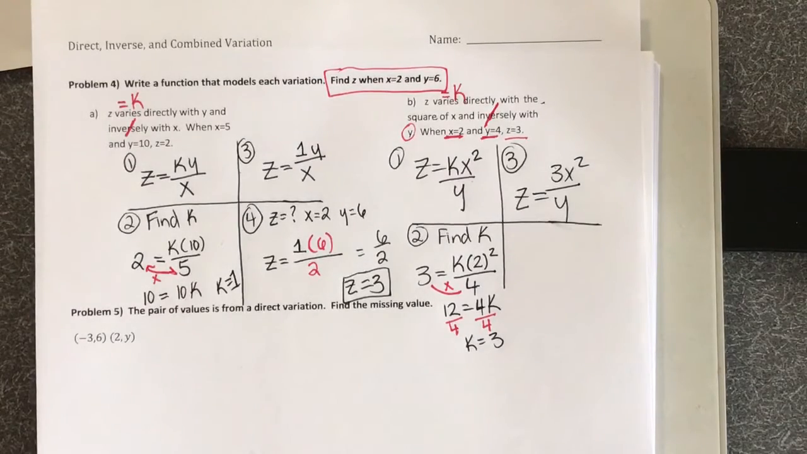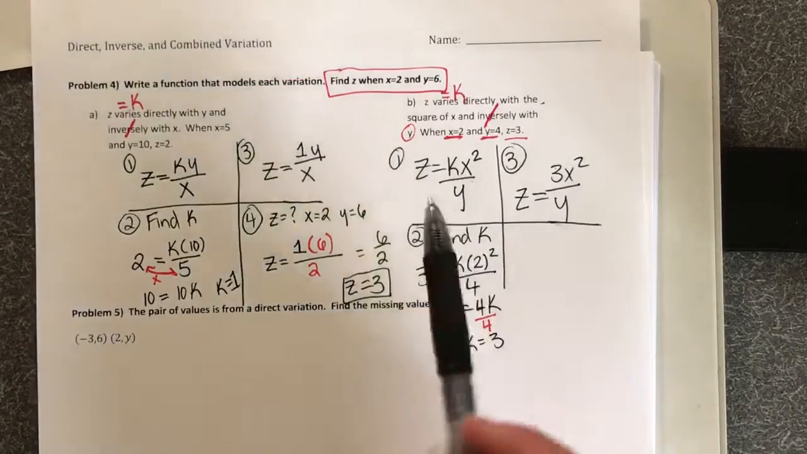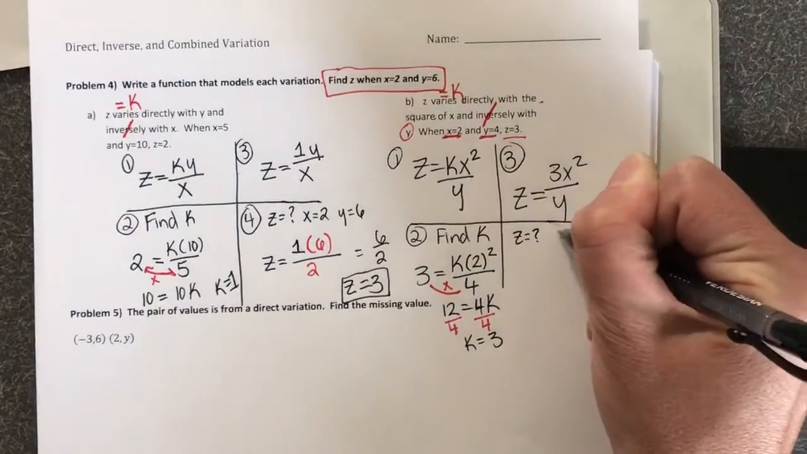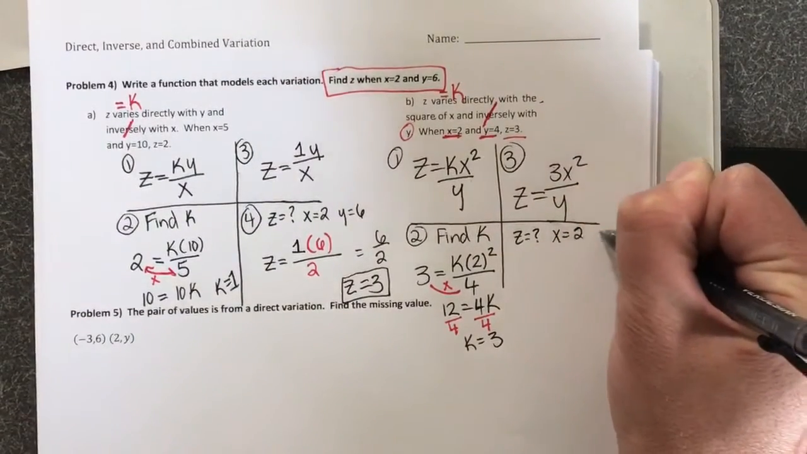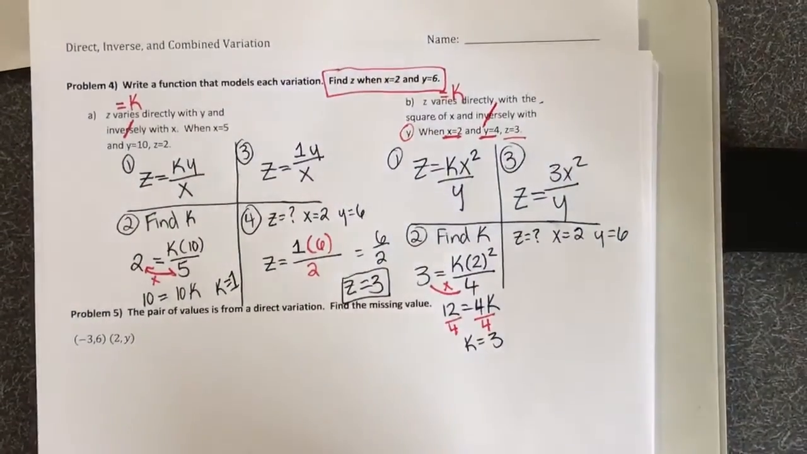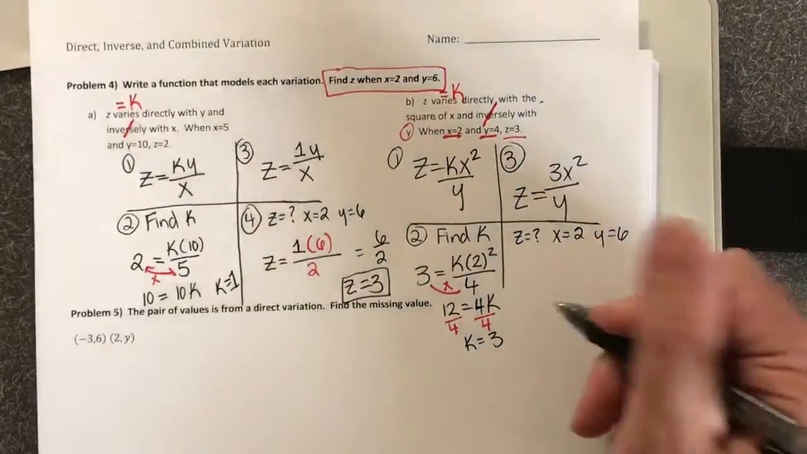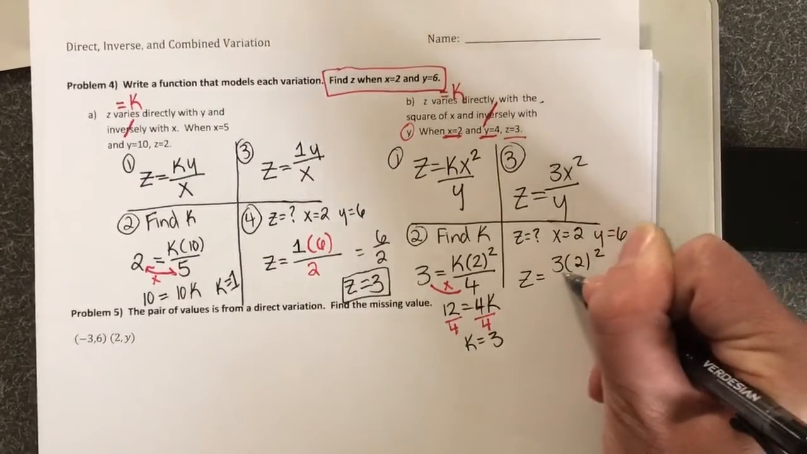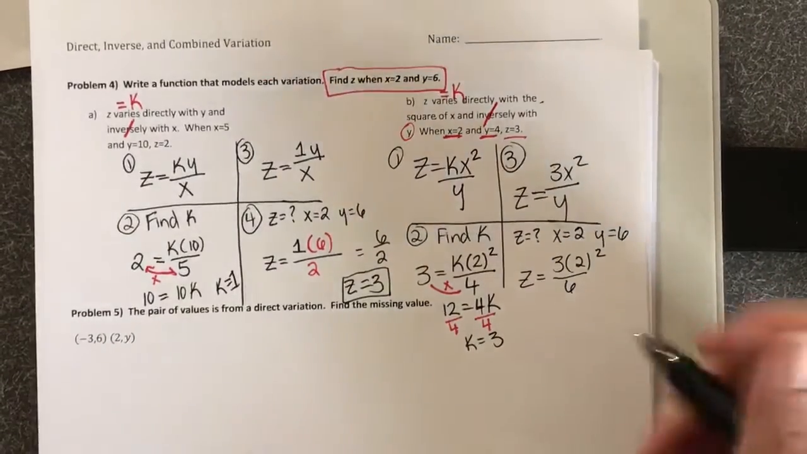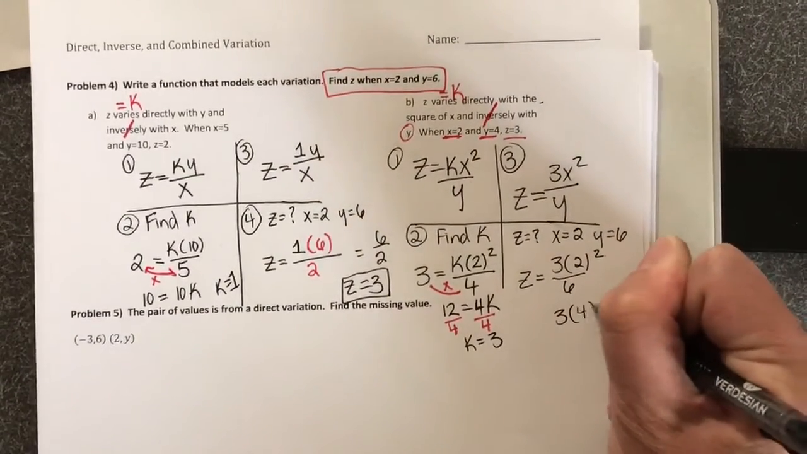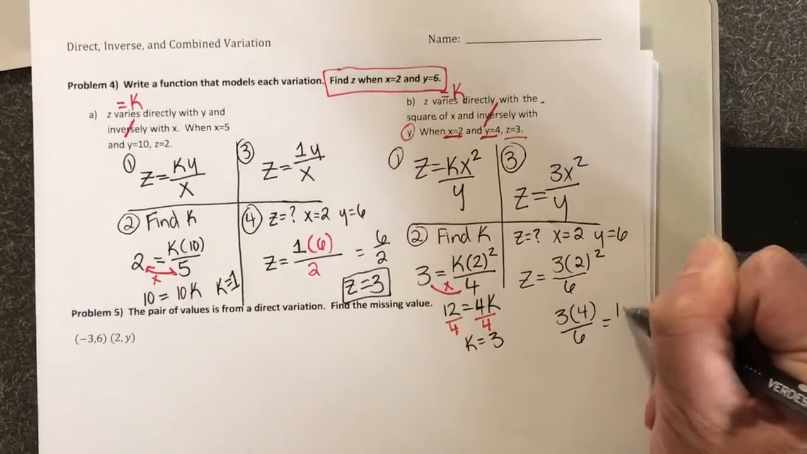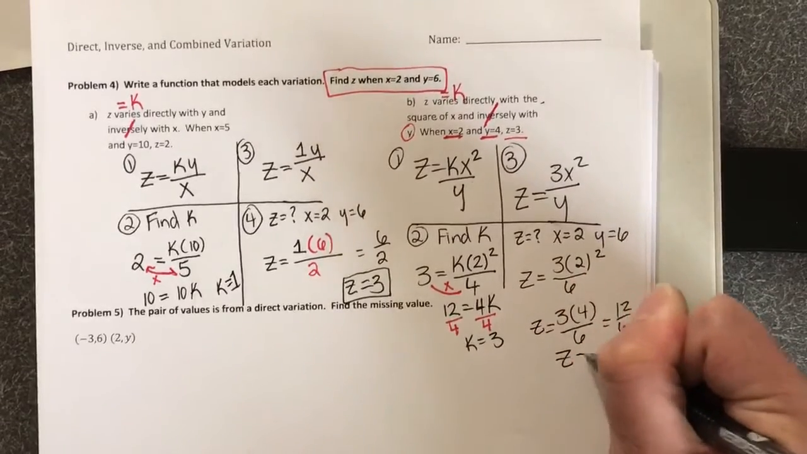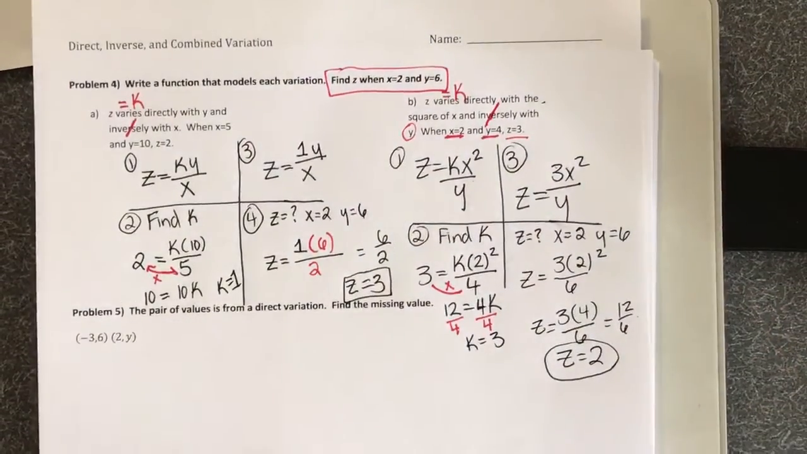Now don't forget about what you're trying to answer all together. The directions say to find z when x is 2 and y is 6. So my variables have changed, and I'm going to plug in. Z is what I'm looking for. 3 times 2 squared divided by 6. 2 squared is 4. 3 times 4 is 12. 12 divided by 6 is 2. So z has a value of 2.